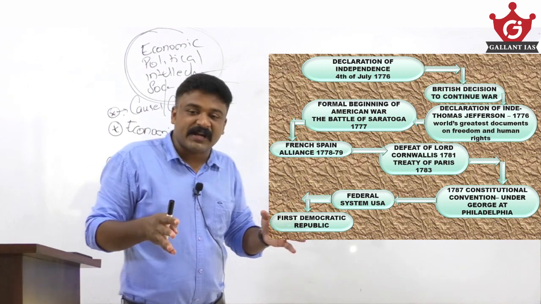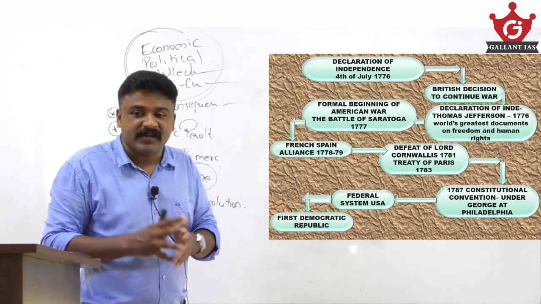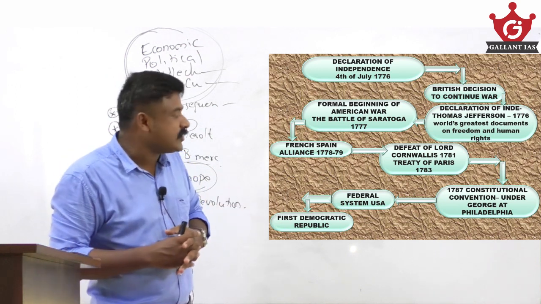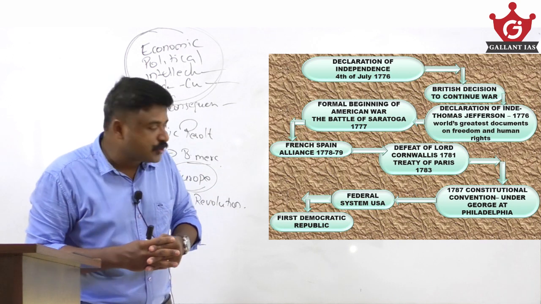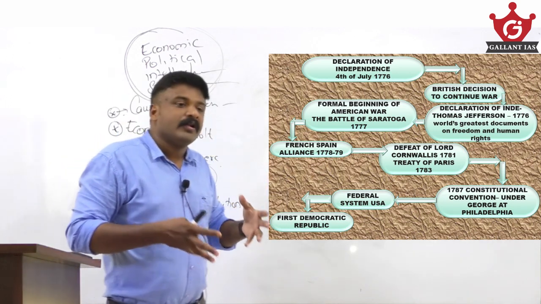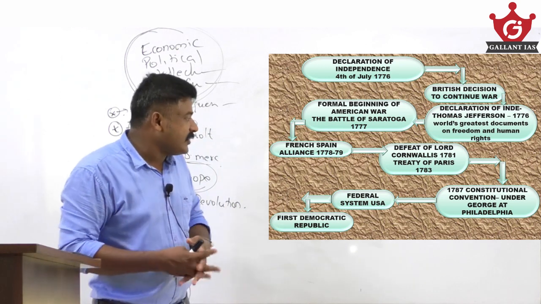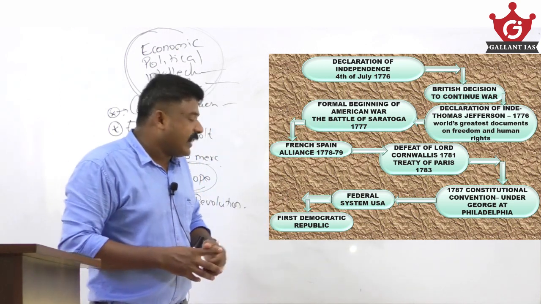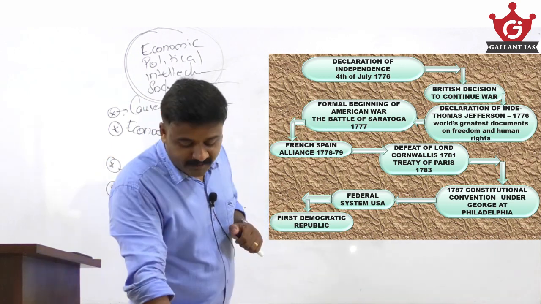The United States of America is formed with a federal structure. A federal government and constitution are adopted. In 1787, the Constitutional Convention was held under George Washington at Philadelphia. Then the formal launch of the American Constitution, which is a federal constitution. A federal system was adopted, and that was the launch of the world's first democratic republic government.